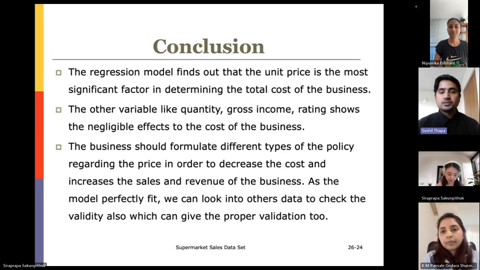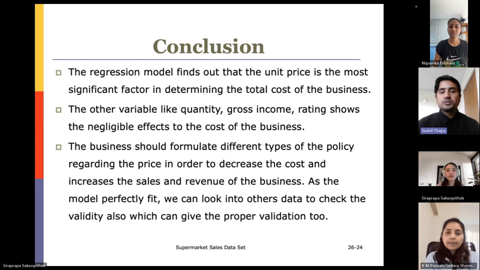So, conclusion. We can see the regression model found that unit price is the most significant factor in determining the total cost of the business. The other variables like quantity, gross income, and ratings show negligible effects on the cost of the business. They also have an effect, but their effects are negligible compared to unit price. So the business should formulate different types of policy regarding price. Yes, pricing strategies, and it should also focus on other external factors like currency fluctuations and inflation, which can help in increasing or decreasing the cost of the business.